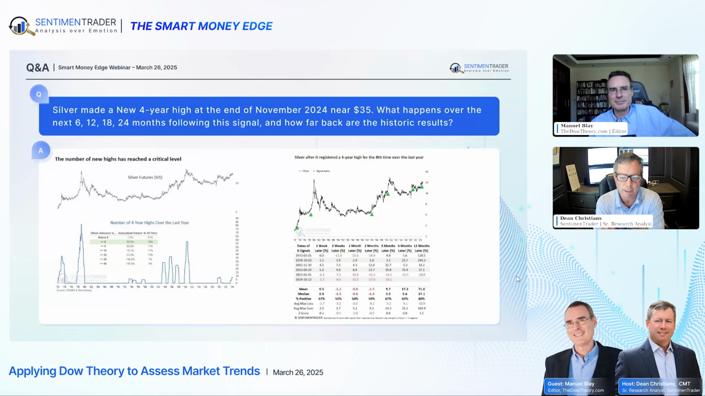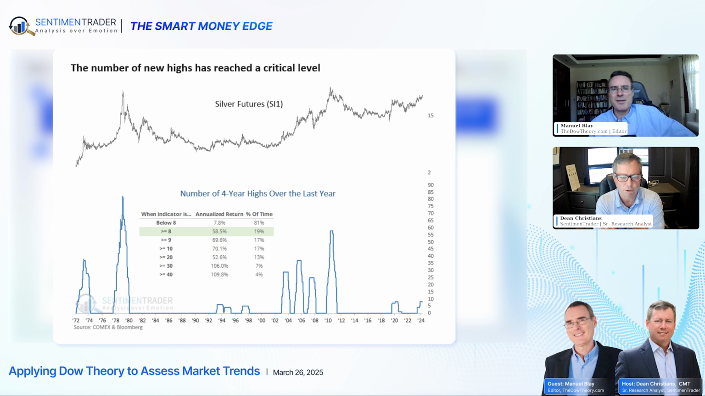And interestingly, that was just the latest 4-year high, but prior to that, over the last year, you had made 8 4-year highs. So what I did, on the chart on the left, is construct an indicator: the number of 4-year highs over the last year. And again, what you can see is that it's totaled up to 8. And what's happened is silver, when it hit that 8th one, it pulled back.